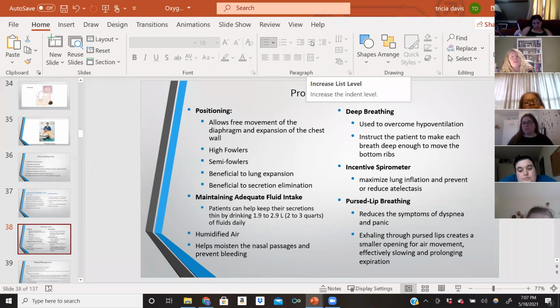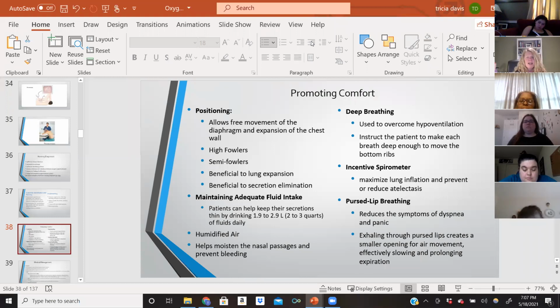We want to maintain adequate fluid intake. So if your patient has a lot of secretions, we can help keep their secretions thin by encouraging them to drink. Now, you have to take into consideration if they have fluid restrictions. But if they don't, and they don't have any chronic heart failure, then having them drink 1.9 to 2.9 liters a day. So that's 2 to 3 quarts. So the more fluid they drink, it's going to thin out those secretions. The thinner they are, the easier they're going to cough them up. We can give humidified air, which will help with their breathing. It helps moisten the nasal passages, and it helps prevent drying out and bleeding.